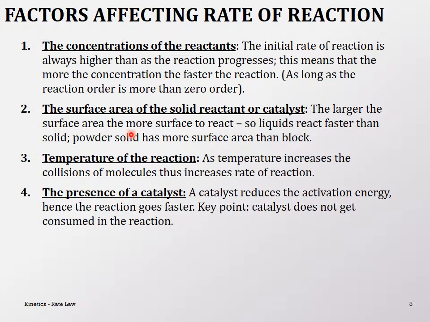The second one here, and this is not in any particular order by the way, is the surface area of a solid reactant or a catalyst. The surface area is important because again with the collision theory, if you have more surface area available for reaction, then you will have more collisions. So for example, liquids will react faster than solids because liquids are more mobile, they are more available. Solids have an inner core and the surface, and so you can only have the surface available at one time, not the inner part of it. And so liquids are a little bit more available.